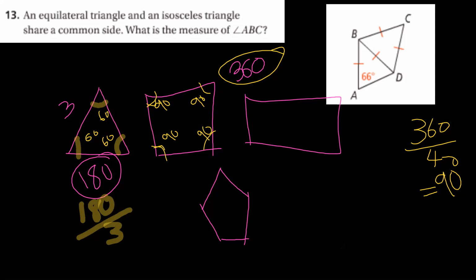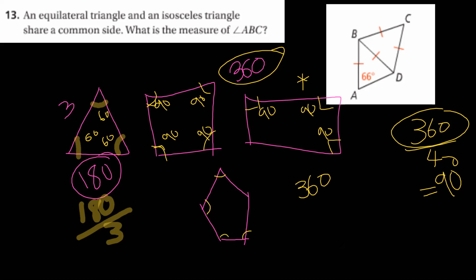In the rectangle, all the angles are equal. What is the measurement of each angle? It is 360 divided by how many angles? We have 4, and you will get 90. Now look at the last one. How many angles do you have for the pentagon? 5. So you divide 360 by what? By 5. You will get 72. This 72 is the measurement of each angle.